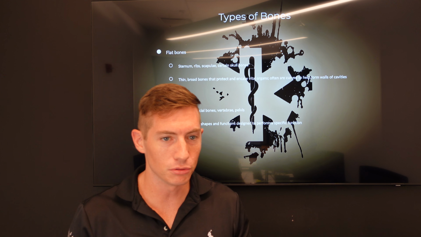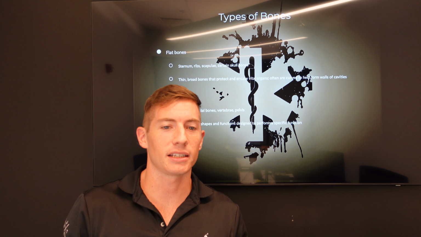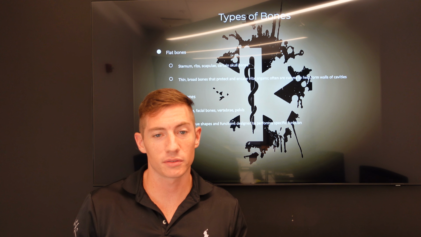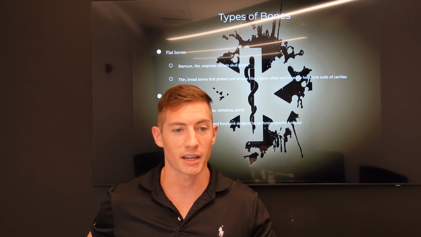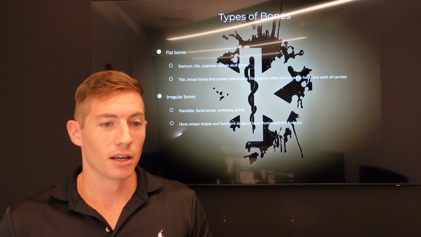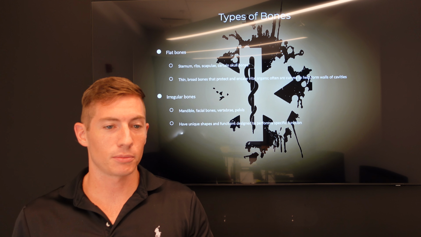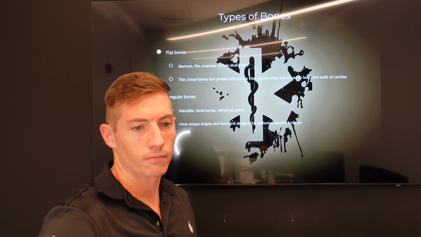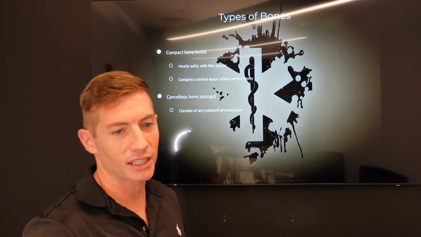Flat bones are thin, broad bones that usually protect encased vital organs and are often curved to help form walls of cavities, like your ribs. Irregular bones include the mandible, we already talked about that. Common characteristics of each type of bone.